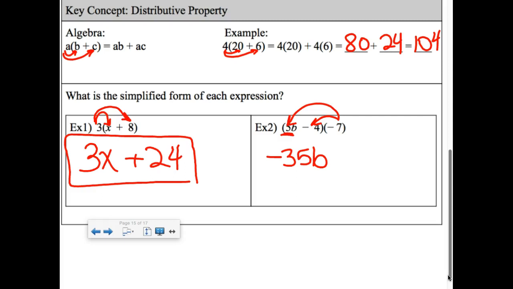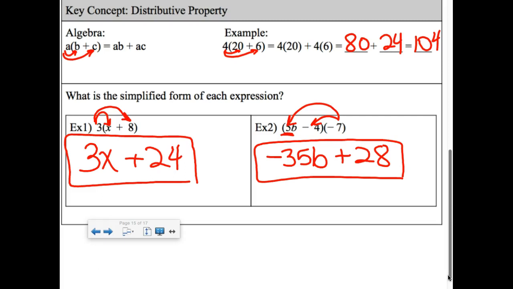I'm also going to multiply to this -4. Watch your negatives. As we have already talked about this week, a negative times a negative is going to give me a positive. So I have positive 28. Again, the 28 does not have a b on it. I can't combine them. So again, this is just my answer.